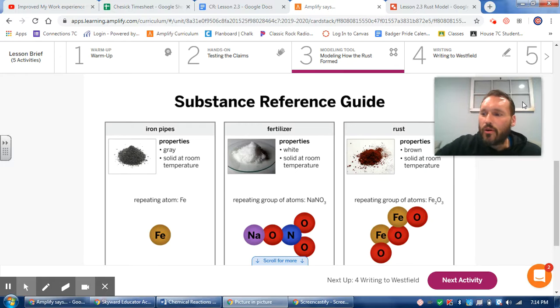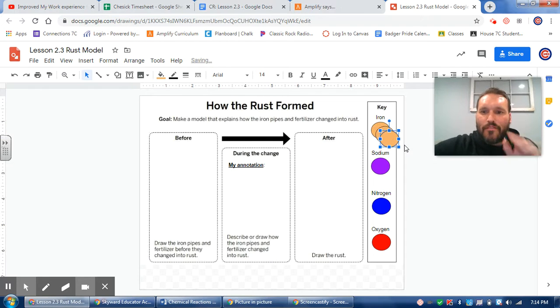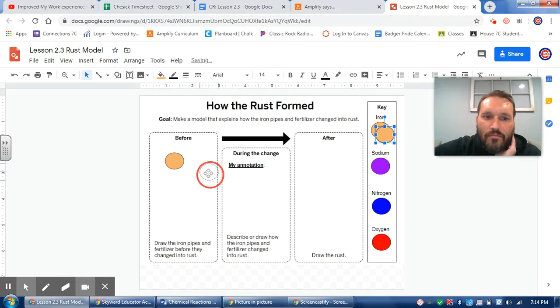So what we're going to do is take the repeating group of atoms for iron, and the repeating group of atoms for the fertilizer, and use those as our reactants, like we did in activity 2. So I'm going to go back into my model, and I've got to make a copy of that. If you remember back in our previous model, rust has 2 atoms of iron in it. So I'm going to take 2 over right away, because from the last activity I learned that I need at least 2 iron atoms on my reactant side.